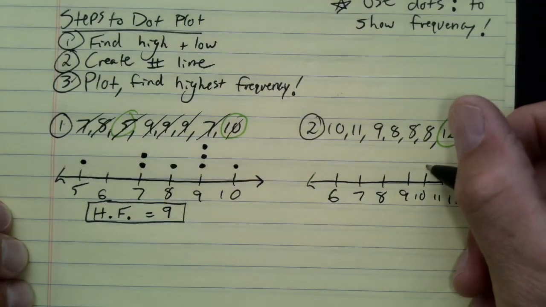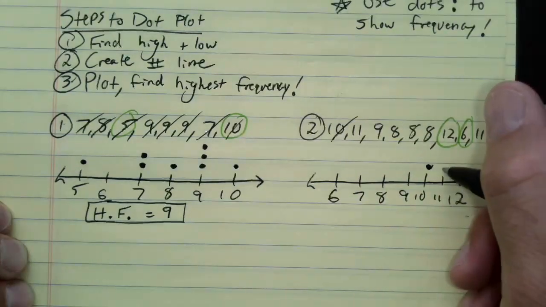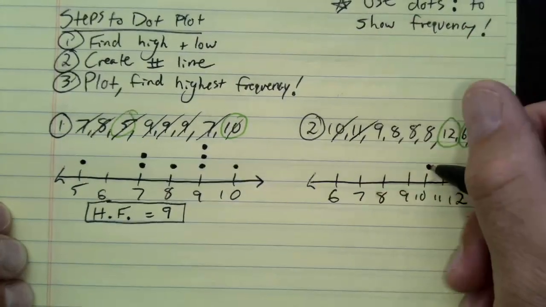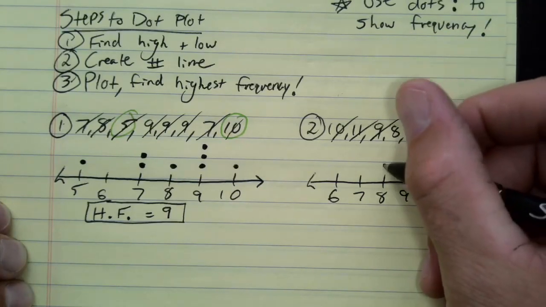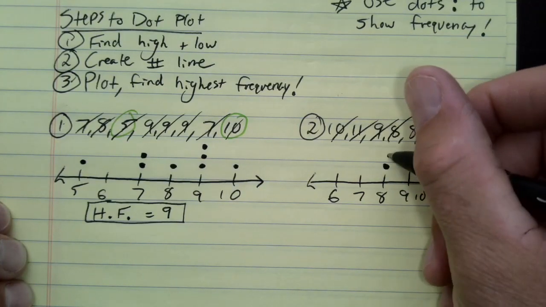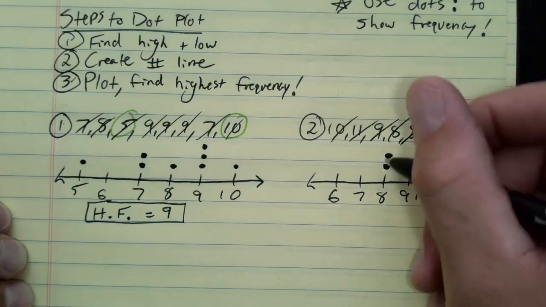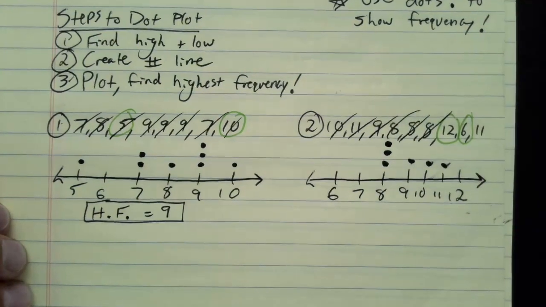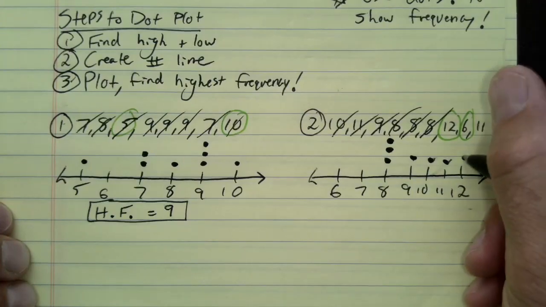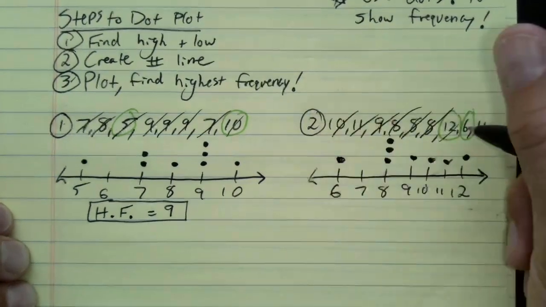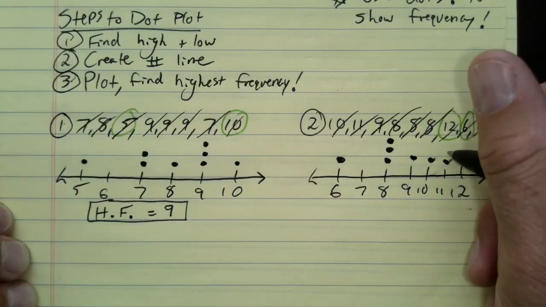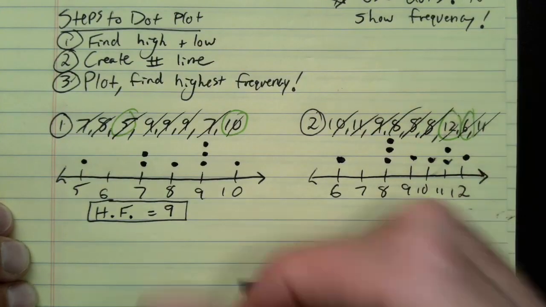So here's 10. Put a dot. There's 10. Here's 11. Cross off 11. Here's 9. Cross off 9. Here's 8. Another 8. A third 8 right there. So there's 3 8s. A 12. A 6. And we have an 11. 2 11s. All right. So take a look.